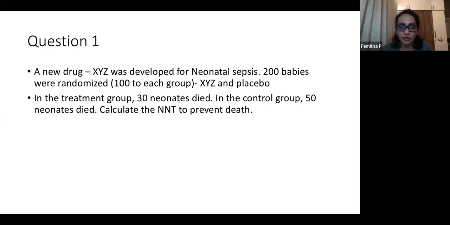So in the XYZ group, 30 babies expired. And in the control group, which was the older drug or the placebo, 50 babies expired. Calculate the number needed to treat with XYZ to prevent death.